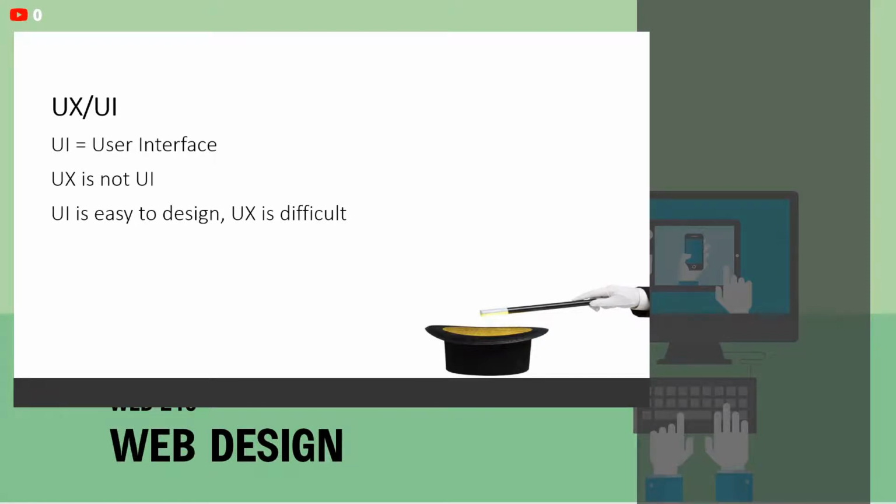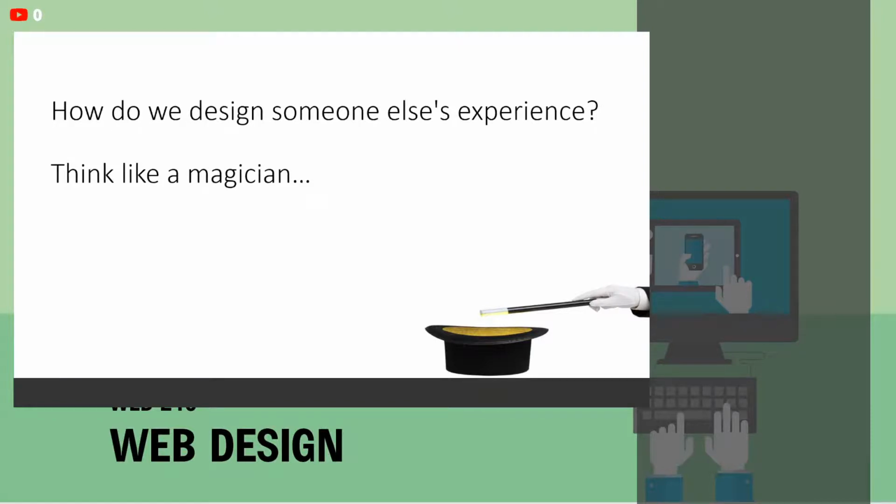And so when we come up with this idea of user experience design, we're talking about designing somebody else's experience. But we're designing something that occurs in a place that we can't touch, in a place that we can't access. How do we do that? How do we design someone else's experience? And the idea here is that we want to think like a magician.